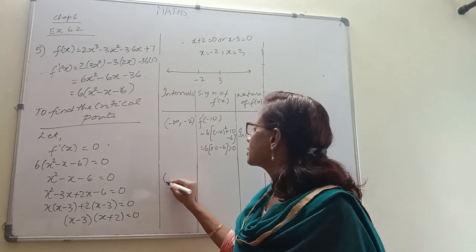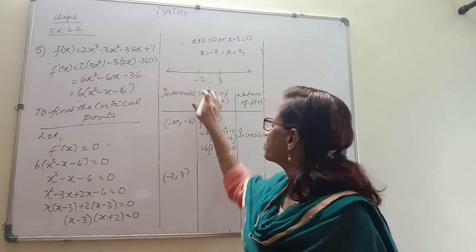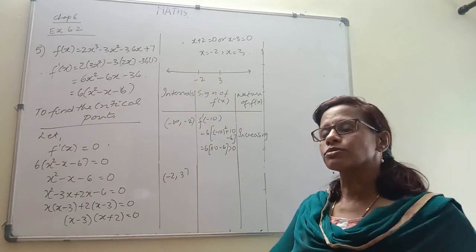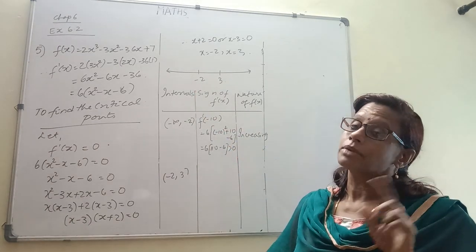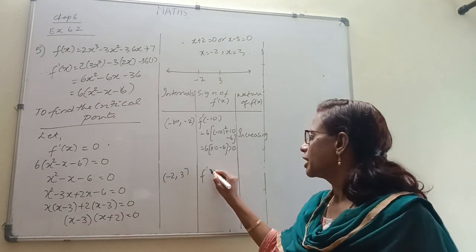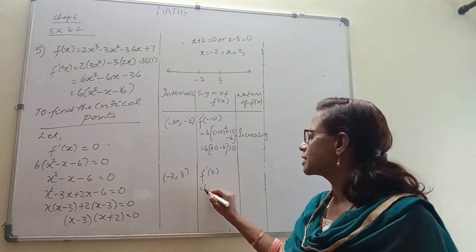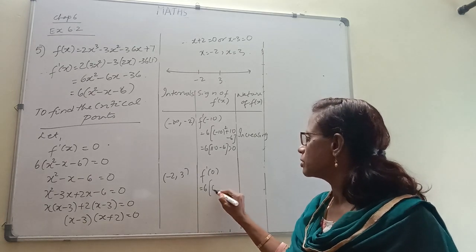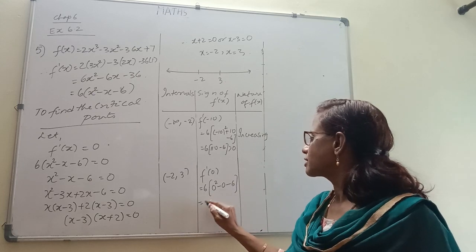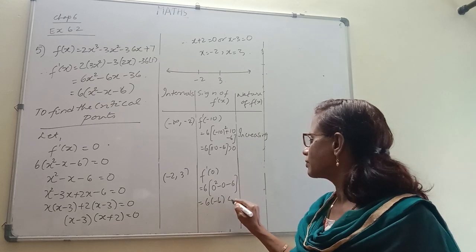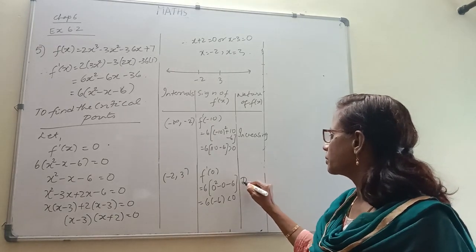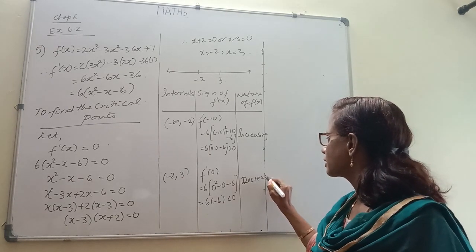Next interval is from minus 2 to 3. It's very clear from here, no? Between minus 2 to 3, take any point. Luckily for us, 0 is there, so you could take 0. f dash at 0: 6 times 0 squared minus 0 minus 6. So it's 6 into minus 6, which is minus 36. It's a negative quantity. So there it's going to be decreasing.